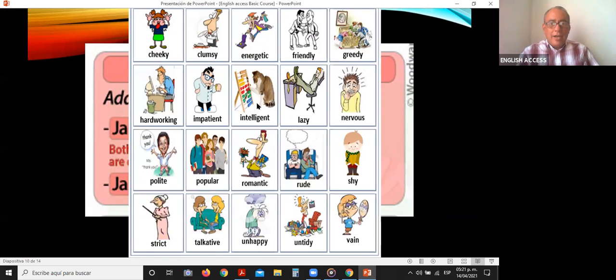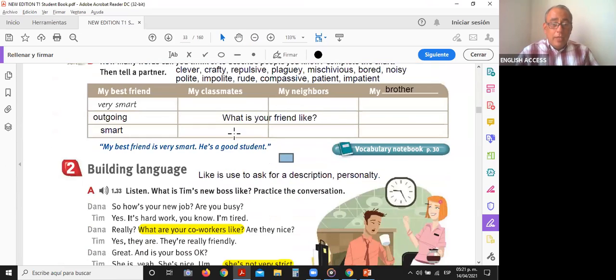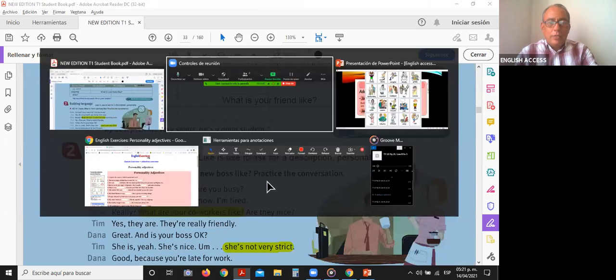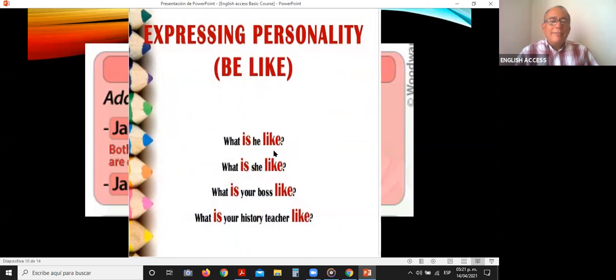And well, these are the adjectives we learn, and we also learn how to ask about people's personality. The question is using like to ask about a description, in this case, a personality description. What is the new boss like? The questions can be like this one. Let me show you. To ask about personality. What is he like? Como cantaba un cantante español. ¿Y cómo es él? What is he like? What is she like?